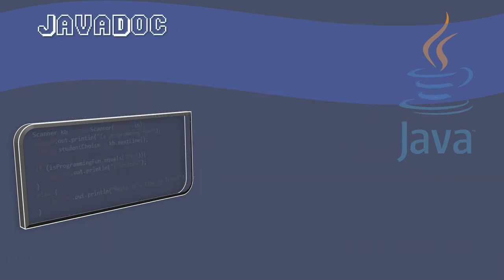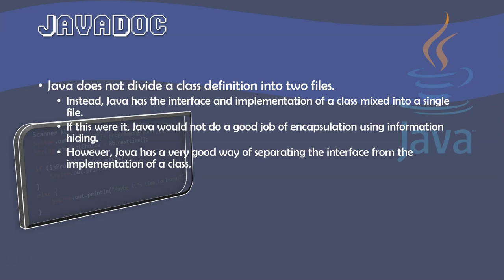Instead, we have something called JavaDoc. Java does not divide a class definition into two files. So if you notice, when we create a class file, there's one file for it. Because what Java does, it actually takes the interface and the implementation of a class and mixes it together into a single file. If this, though, were the only thing it did, well, Java would not do a very good job of encapsulation using information hiding. However, the way that it handles this is separating the interface from the actual class implementation.